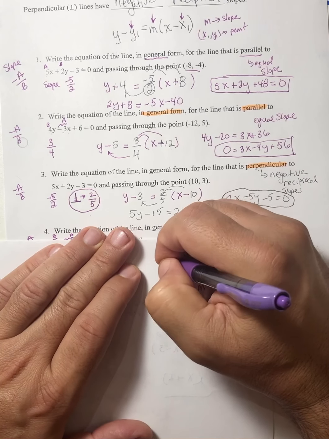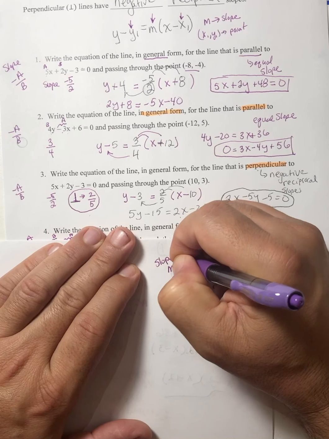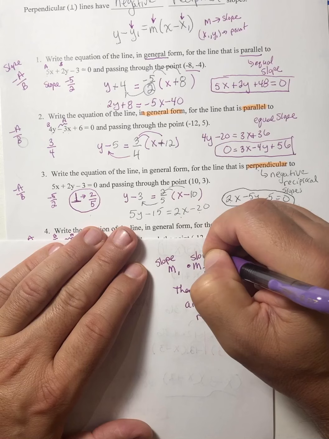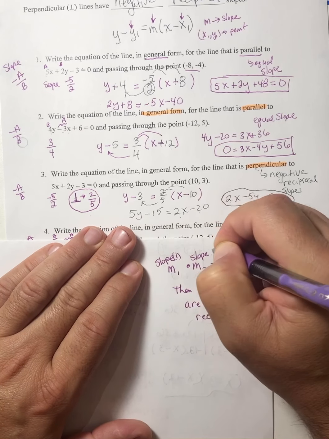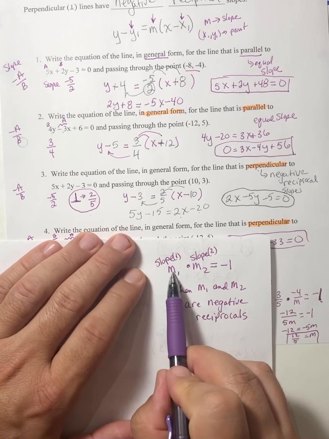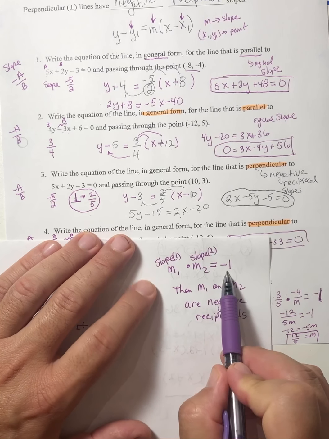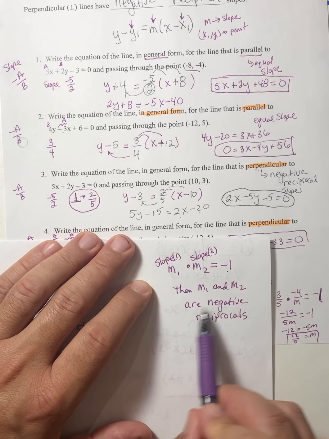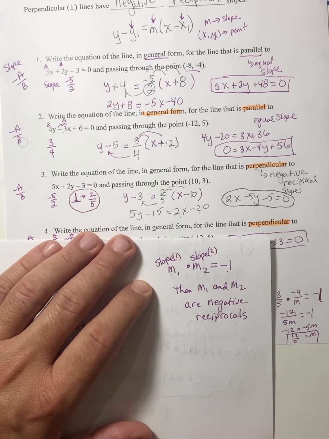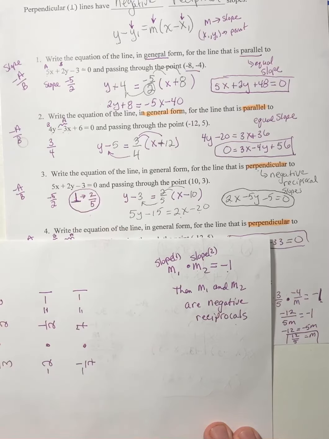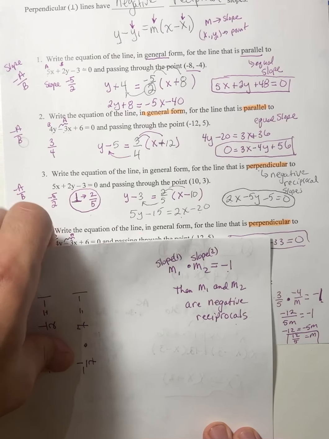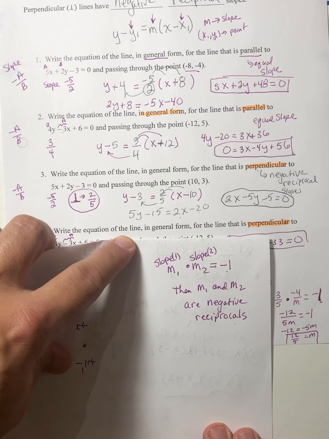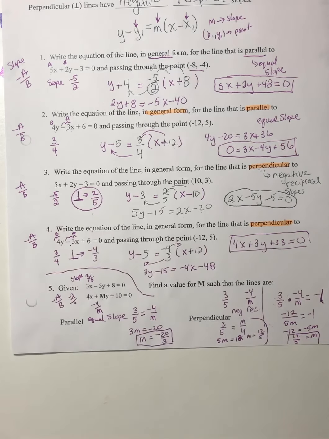So m1 is slope 1, and m2 is slope 2. So if you multiply slope 1 and slope 2 and you get negative 1, then the two slopes are negative reciprocals of each other. And if they're negative reciprocals, lines are perpendicular. Okay? All right. Let you look at that for a second.